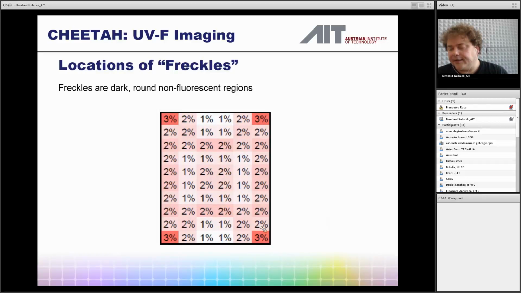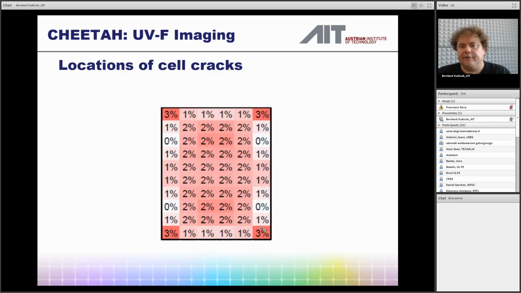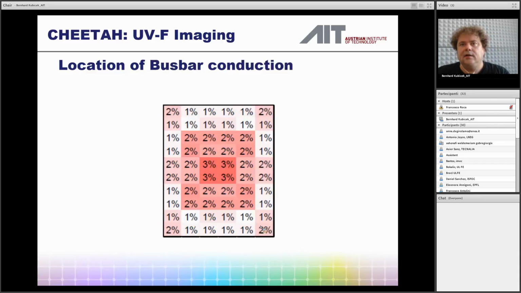We also found a defect where you have a dark spot in the cell somewhere, and this also seems to correlate with corner positions. We call that freckles at this stage. I will come to that later. Yeah, here you've got the cell cracks. It's also in the corners. And then we have a defect that I will also show later, where the area around the busbars is darkened, which I will come to later.